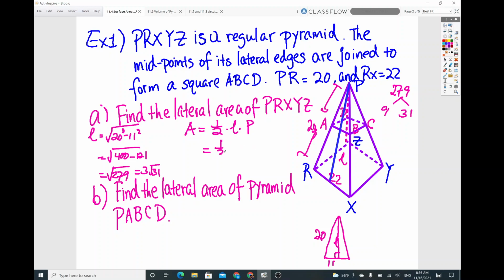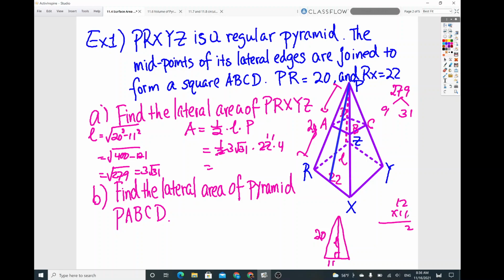So 1/2 times 3 root 31, and then the perimeter of the square base, which is 22 times 4, because that's a square base. So this one simplified it a little bit. So 2 goes into 22 11 times. So 3 times 11, 33. So 33 times 4, or 12 times 11.